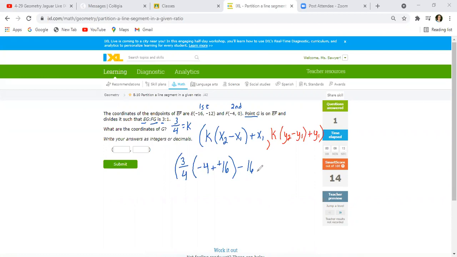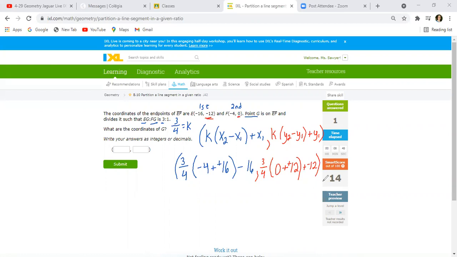And then the rest of my formula will be for my vertical part. And again, I use the same value for K, so that's 3/4. And then it's my second y minus my first y. Well, this time my second y is 0. Subtract my first y is -12. So minus -12. Again, when we subtract a negative, it becomes +12. And then we're going to add back in the first y, and the first y is -12. And then I can close my parentheses.